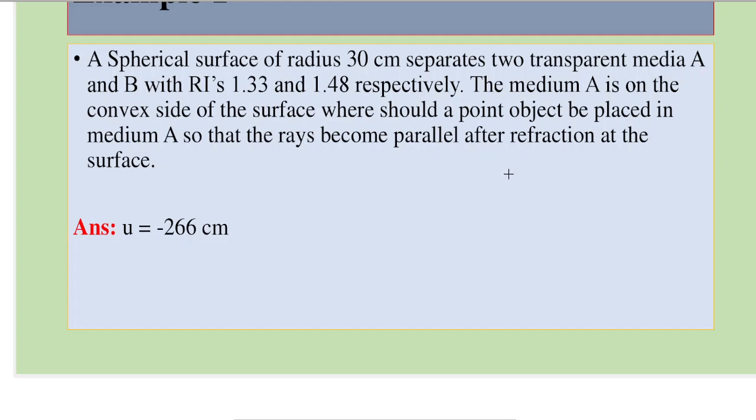So we have a spherical surface. Now the question says the medium A is on the convex side. Out of these two refractive indices, 1.33 is less than 1.48. We learned that for a mirror or for any spherical surface, this would be the convex shape. So the medium A is on the convex side. That would mean that medium A is on this side, and this should be medium B. A's refractive index is 1.33 and B's refractive index is 1.48.